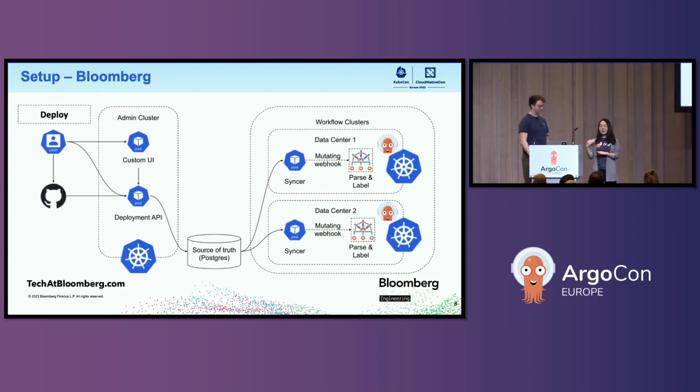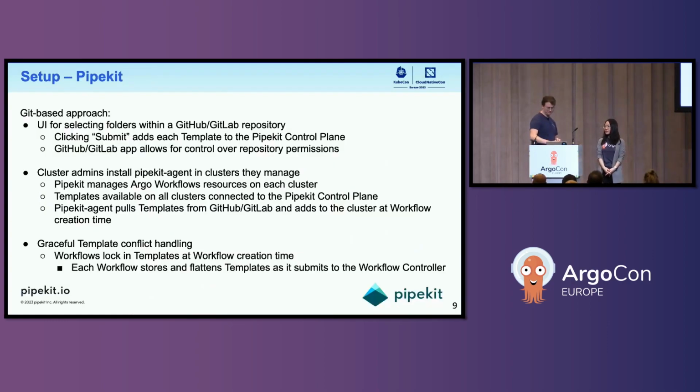And then it's the syncer on each of the clusters that picks up that change and loads the resource to the cluster. At this stage, the validation is no longer needed, assuming things are already trusted. And it's time for the actual parse and labeling to happen. Now, let's hand over to JP to explain their setup.